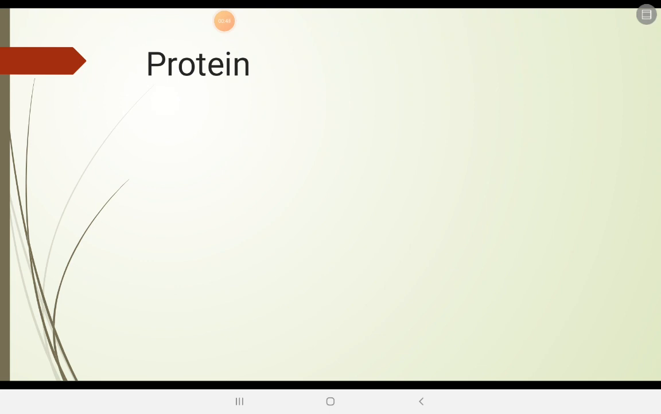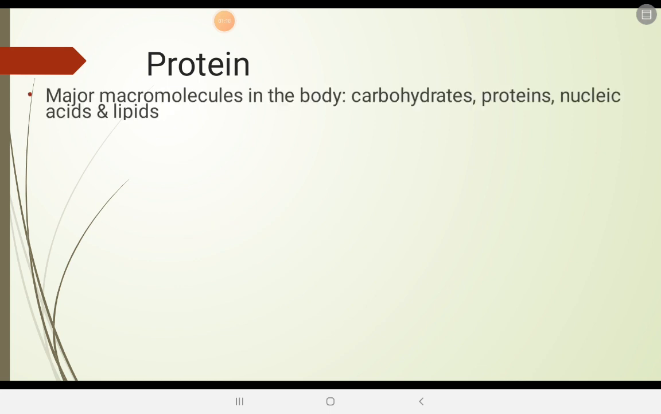Proteins are composed of carbon, oxygen, hydrogen, nitrogen, and small amounts of other elements, notably sulfur. Proteins are an important source of body nitrogen. I repeat, proteins are composed of carbon, oxygen, hydrogen, nitrogen, and small amounts of other elements, notably sulfur. Therefore, proteins are an important source of body nitrogen.